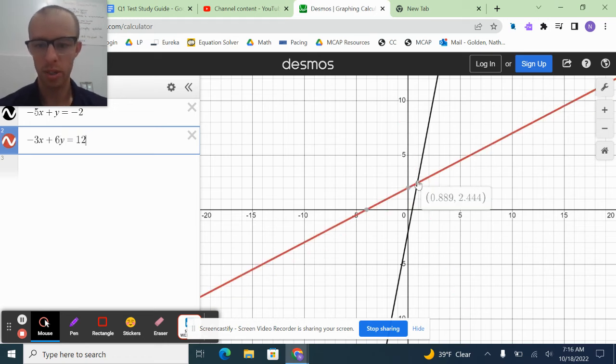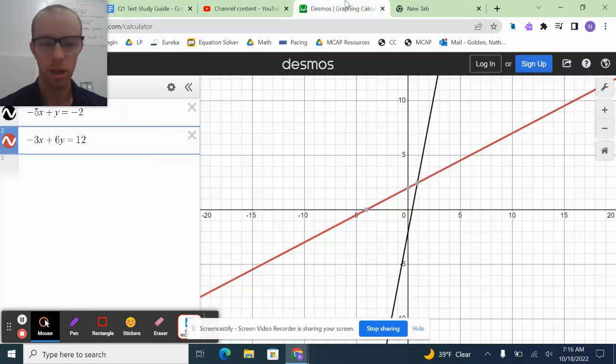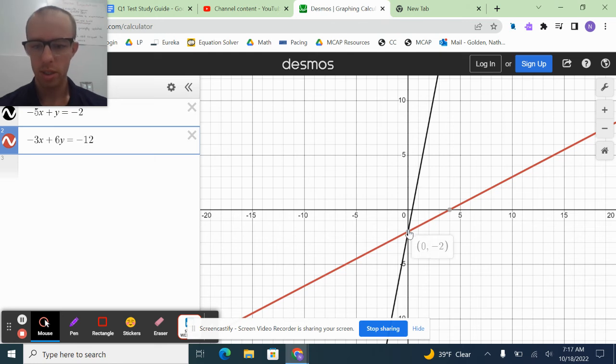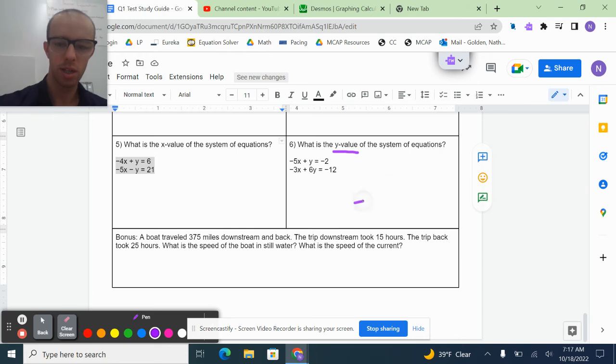See where the two lines, oh, did I type something in wrong? Negative 12. All right, see where the two lines intersect each other? It looks like right here at 0 comma negative 2. It's always x then y. So my answer here is negative 2.